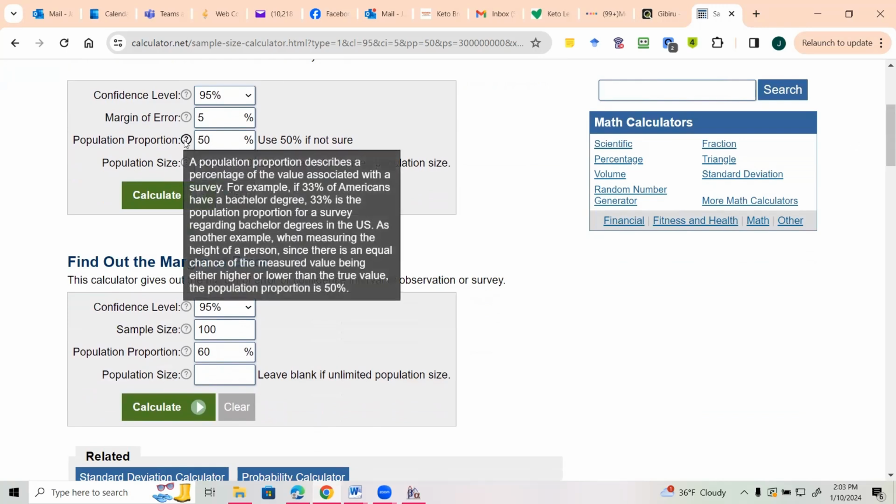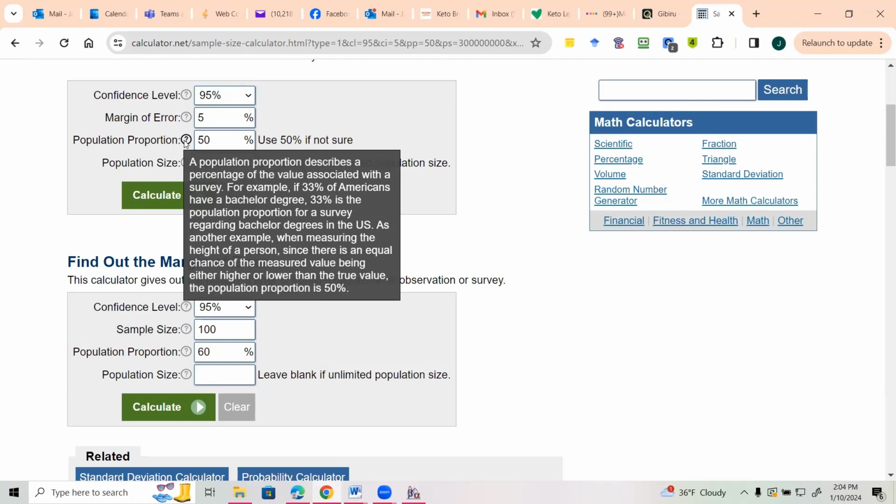But so a population proportion is the percentage of the value associated with the survey. So it gives this example here. If 33% of Americans have a bachelor's degree, the population proportion for a survey regarding a bachelor's degree should be 33%.